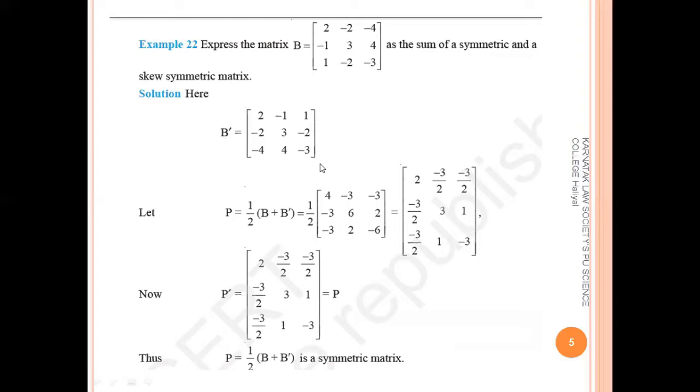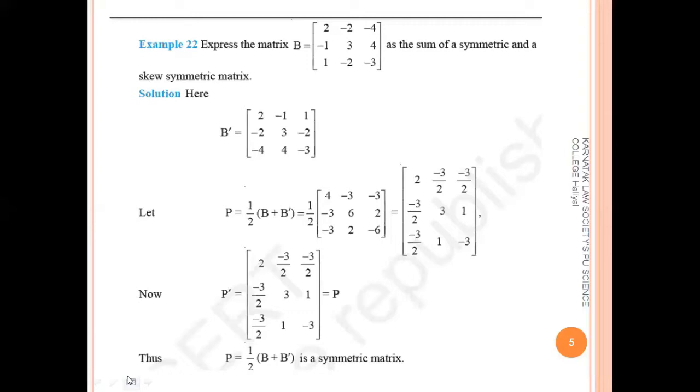By the definition of a symmetric matrix, what do we know? The transpose is equal to the original matrix, that is B dash is equal to B. Then that kind of matrix is called a symmetric matrix. That is A dash is equal to A or B dash is equal to B. Let P be equal to 1 by 2 of B plus B dash. Because from the theorem we know that for a symmetric matrix, if you multiply by any scalar, it doesn't alter. That's why 1 by 2 of B plus B dash. We need to add B and B dash.